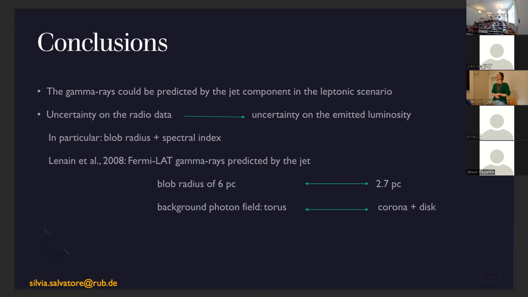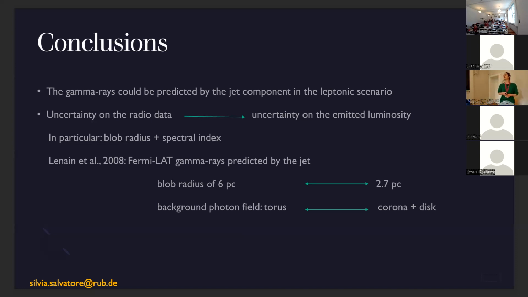For example, in a paper published in 2008 by Lenine, they also say that they can predict gamma rays by this jet component. They use a blob radius of 6 parsecs against a radius of 2.7 parsecs, which we use at distances of 43 parsecs from the core, which was my blob number 2, let's say.